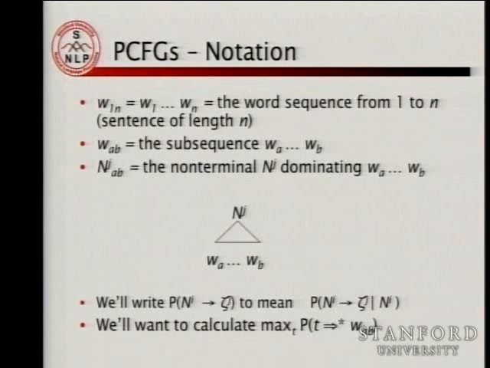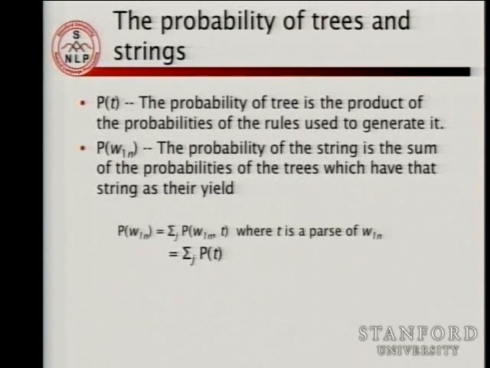So what we're going to do then is we've got words, we've got non-terminals dominating these words, and we're going to put probabilities on them. And so I'll just show you at the end. What we want to do is work out the probability of a string. And the probability of a string is going to be the sum of the probabilities of all trees that have that string as their terminals, which is often referred to as the yield of the tree.